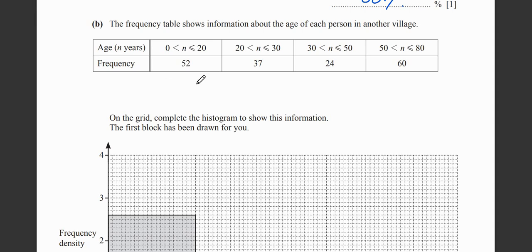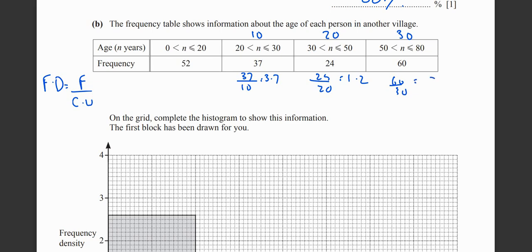Moving on to the next question, we have the frequency density diagram. First of all, you need to understand that frequency density is basically frequency upon class width. Over here, the frequency is 37, the class width is 10. Over here, the frequency is 24, the class width is 20. The frequency is 60, the class width is 30. So I will do 37 divided by 10, it's 3.7. 24 divided by 20, it's 1.2. 60 divided by 30, it's 2.